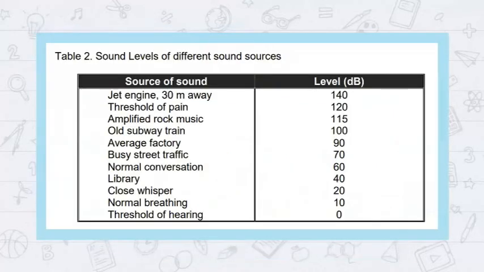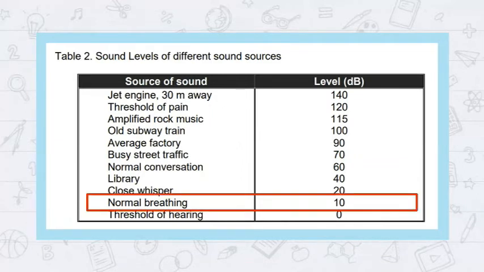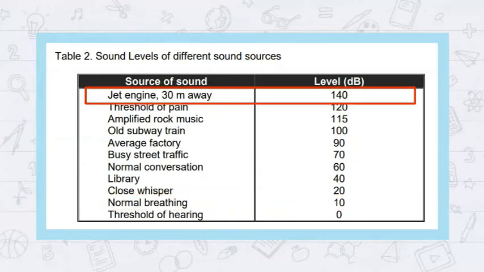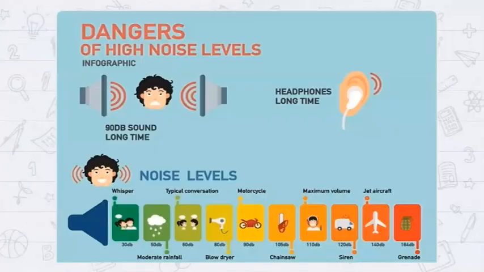Here is a table showing the sound levels of different sound sources. Normal breathing has an intensity level of 10 decibels, while a jet engine 30 meters away has an intensity of 140 decibels. Do you know that long periods of loud noises above 90 decibels can cause immediate harm to your ears? Protect your hearing by avoiding exposure to loud noises.